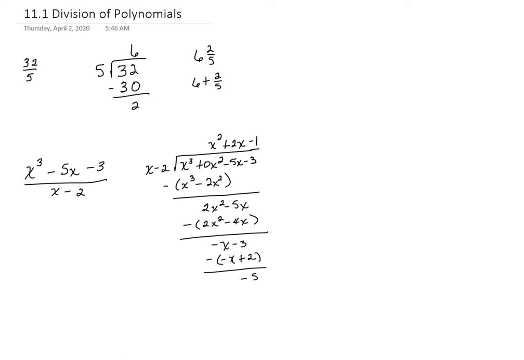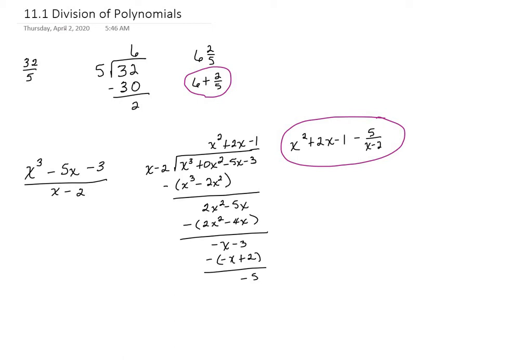My quotient is x squared plus 2x minus 1. My remainder is -5, so I'm going to write this last part as minus 5 over x minus 2. X minus 2 is my divisor. So this answer right here of 6 plus 2/5 is similar to this answer where I have the quotient plus the remainder over the divisor.